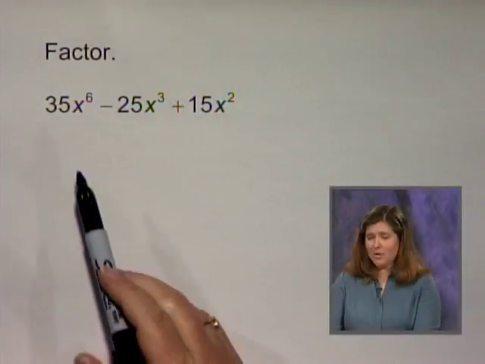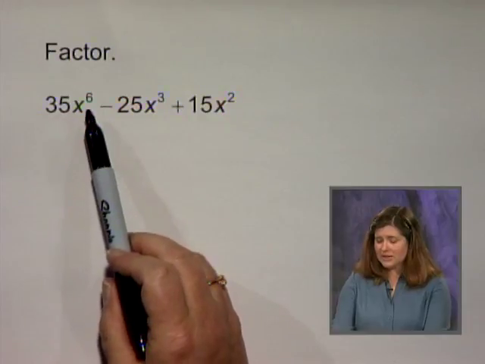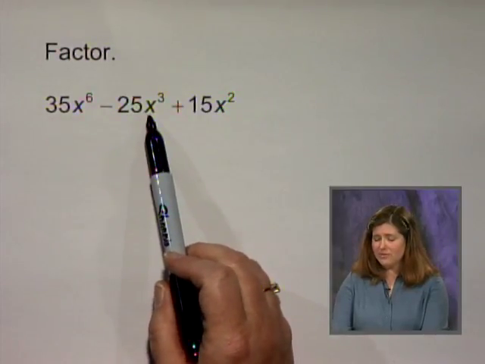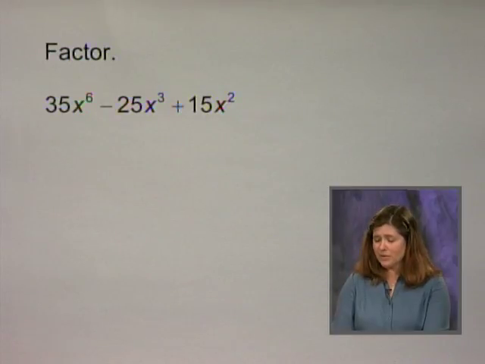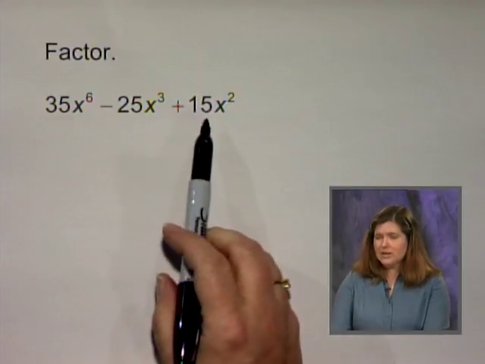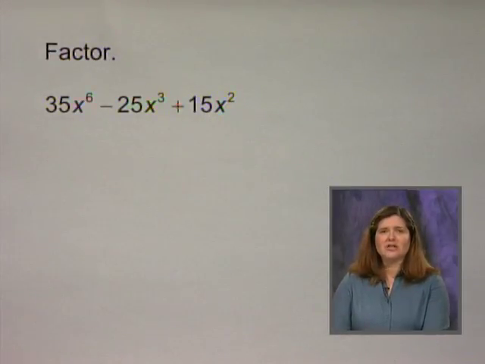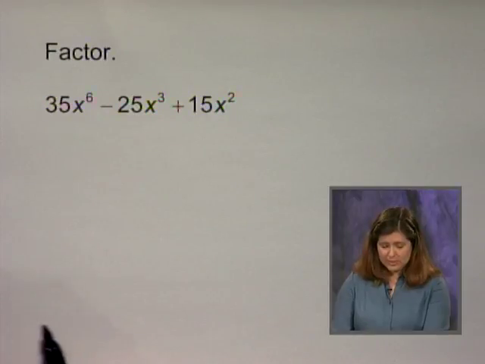In this exercise, I'm going to factor a polynomial. The polynomial we'll factor is 35x to the 6th minus 25x to the 3rd power plus 15x to the 2nd power. It looks like there'll be some common factors, and I want to factor out the greatest common factor. To do that, we'll start by finding the prime factorization of each of these terms.